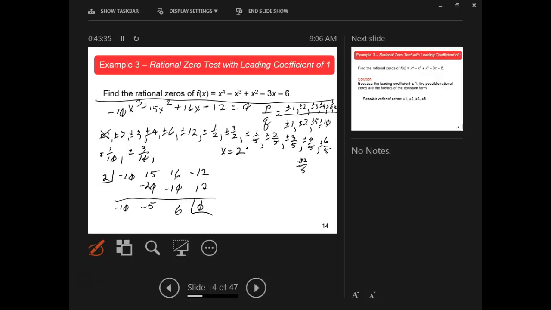Okay, this is a three-term quadratic. Let's write it down. That'll be negative 10x squared, negative 5x plus 6. Let's see if we can factor that baby, because this is still equal to 0, right? That was our original problem. So let's see if we can factor that.